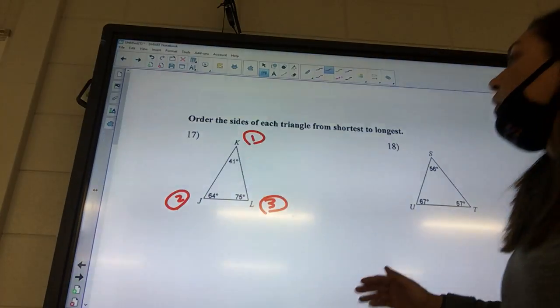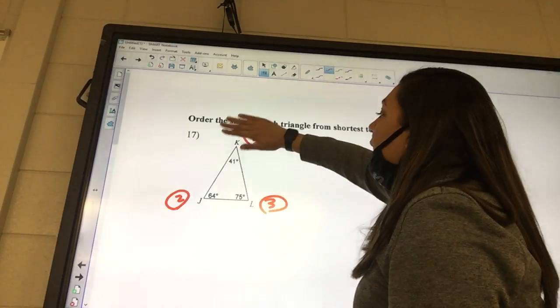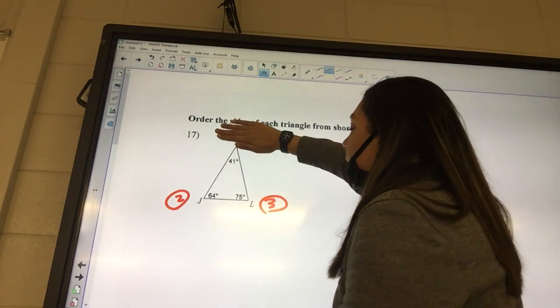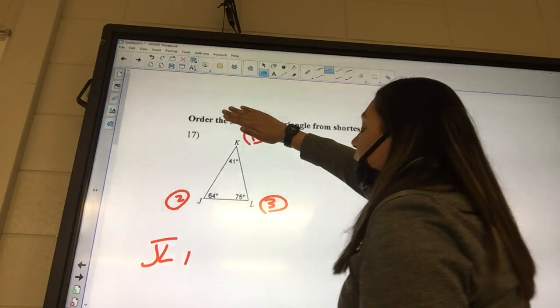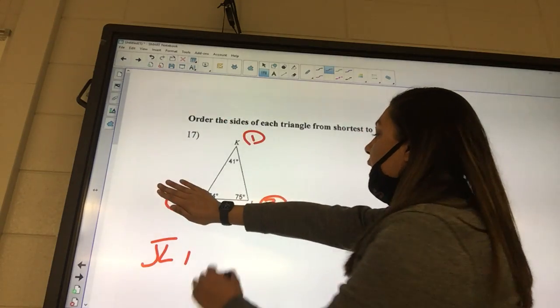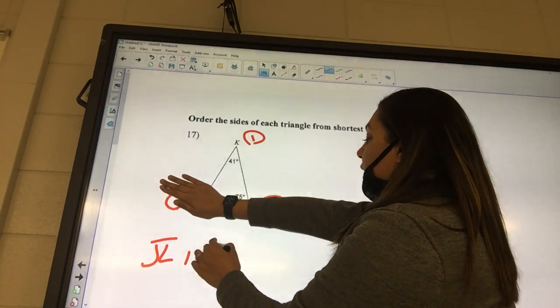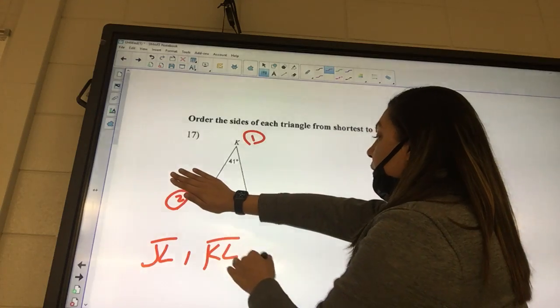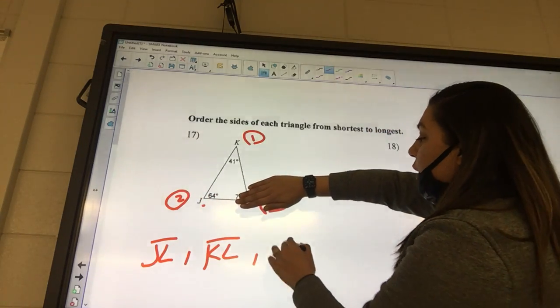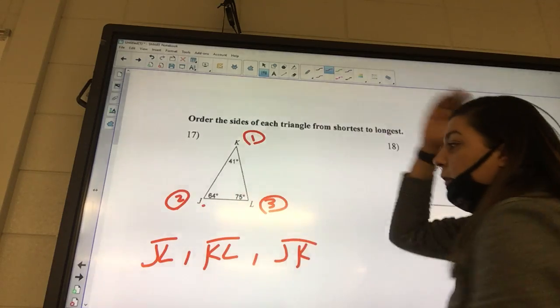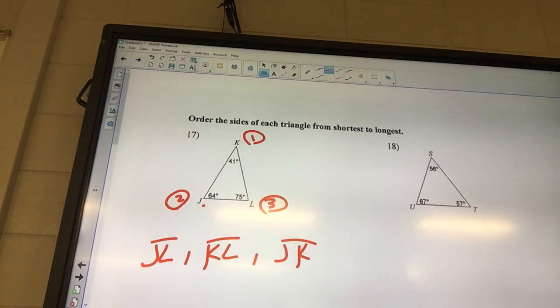And then you can cover up the ones that you haven't used. So one is K, and so we could cover that up. And what do we have left? Well, we got JL left for 2 and 3. And then we could cover up 2 and say it would be KL. And then the third, JK.